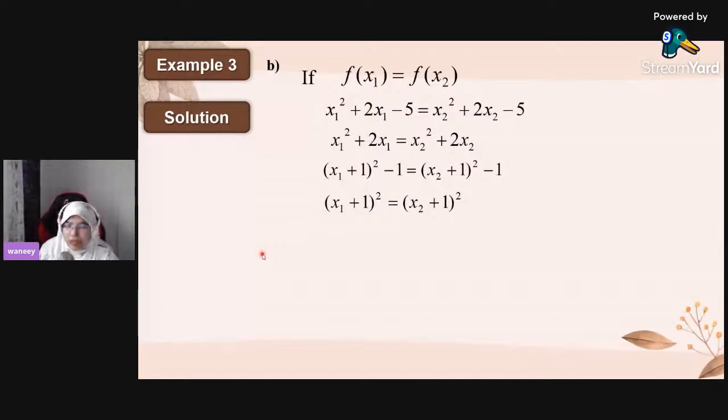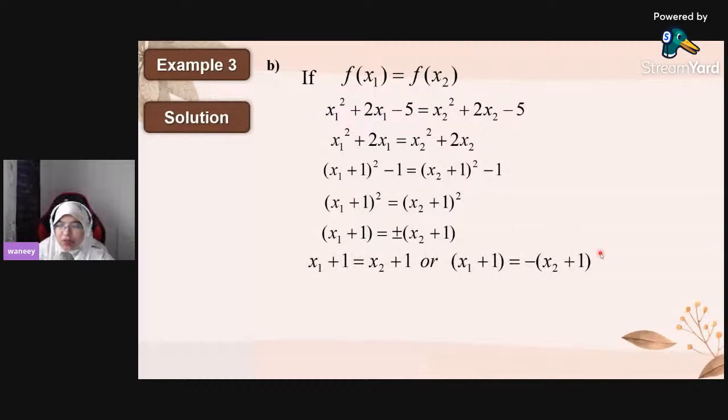Okay, so what will they become? So they will become x1 plus 1 equal to plus and minus (x2 plus 1). So you're going to take each of them. So either x1 plus 1 equal to x2 plus 1 or x1 plus 1 equal to the negative of (x2 plus 1). So we can actually separate them into two. The first one is a positive, the second one is a negative. Okay, so what happened next? Okay, so you're going to let x1 as the subject, of course, on the left hand side.